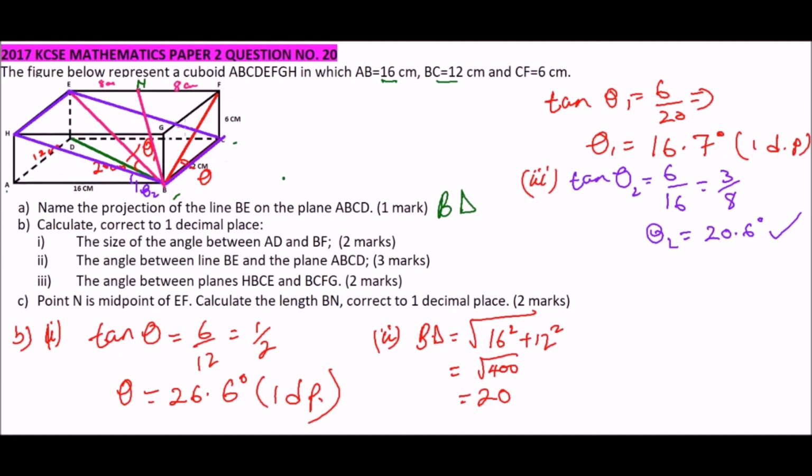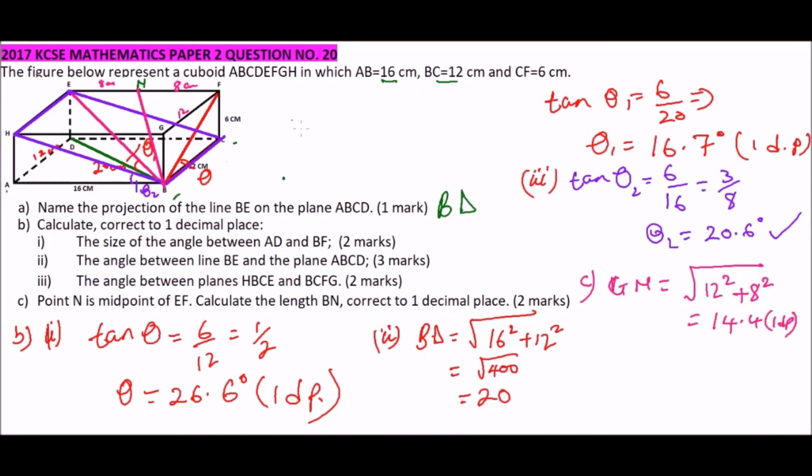Since we know GF is 12 centimeters and this is 8 centimeters, we can now use Pythagoras' theorem. GN is equal to the square root of 12 squared plus 8 squared, and this should give you 14.4 to 1 decimal place.